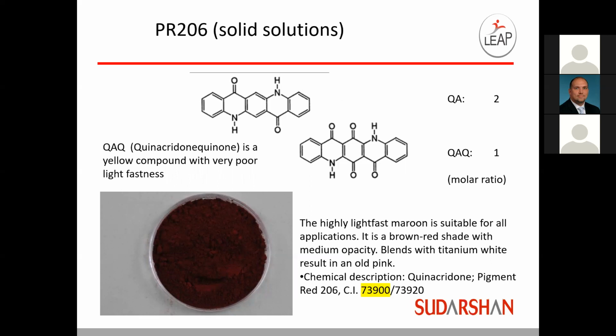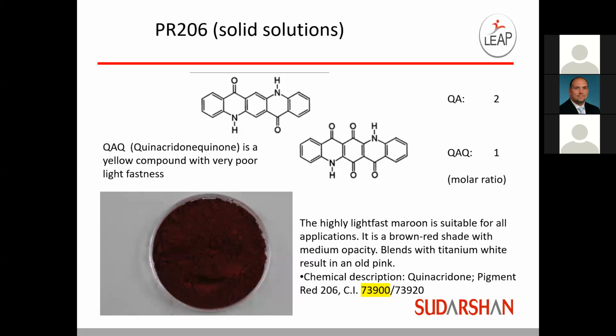The QAQ molecule by itself is a very non-useful pigment, because it comes with some very poor light fastness and other properties, but it does bring a very nice yellow color. So the combination in solid solution with the quinacridone overcomes the issues with the light fastness properties by bringing to it the quinacridone's good light fastness properties.